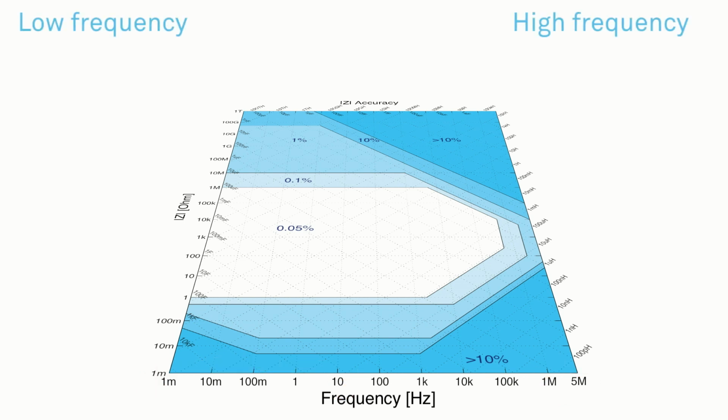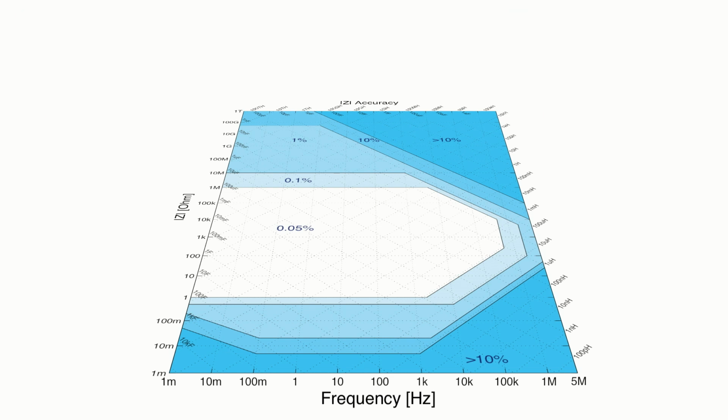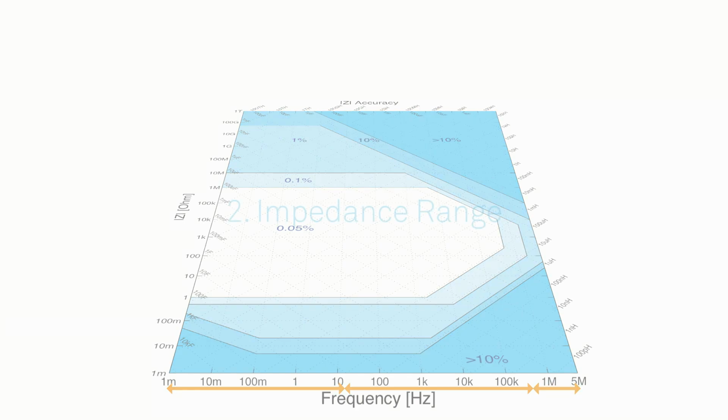Choose a frequency range that matches the use case of your devices or the typical phenomena which need to be characterized. If you're not sure about your future needs, consider an impedance analyzer which can be reconfigured at a later date to add the frequency range you may need.